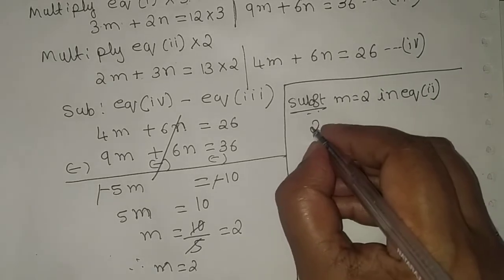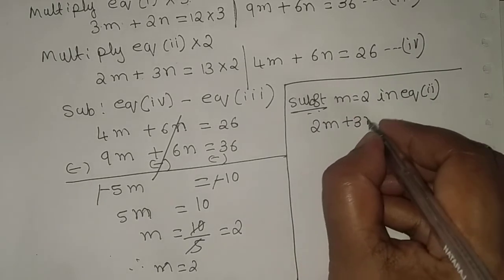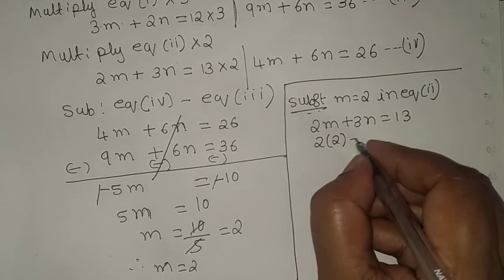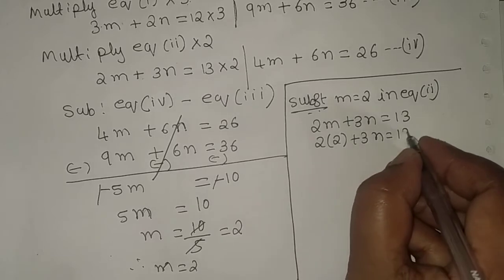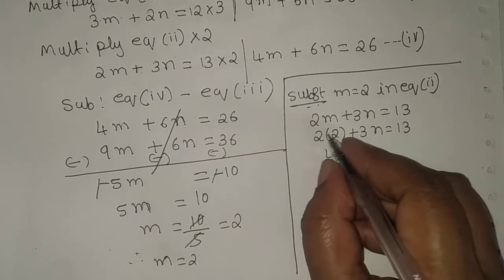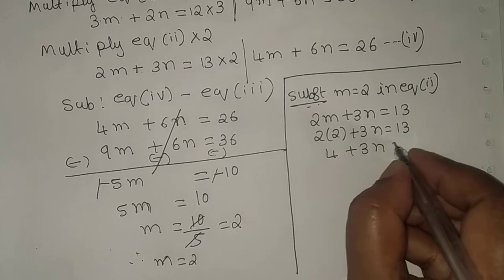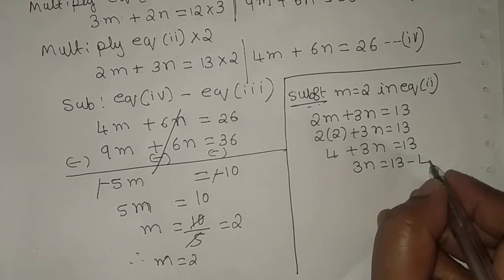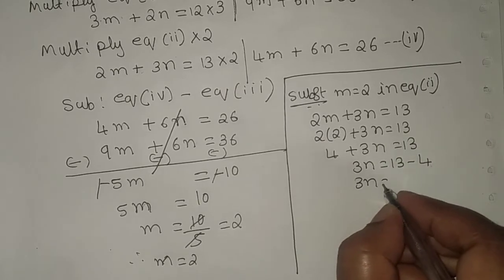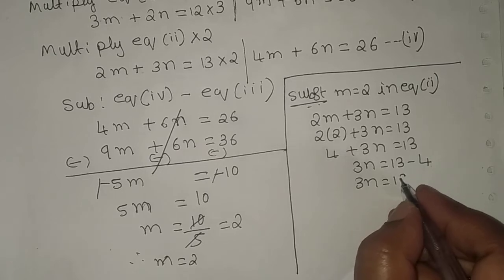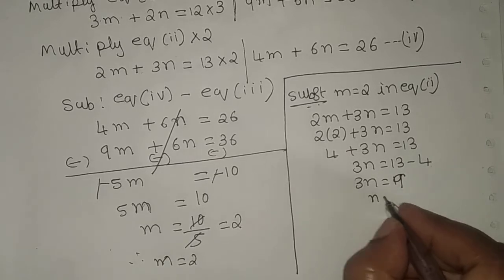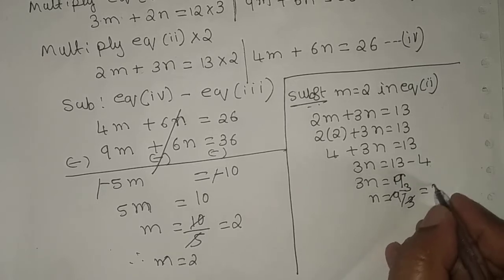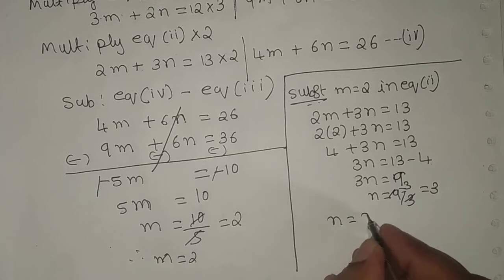So what is equation 2? That is 2m plus 3n is equal to 13. Substitute m = 2 here: 2 into 2 is 4, plus 3n is equal to 13. Therefore 3n is equal to 13 minus 4, which becomes 9. So n is equal to 9 by 3, 3 1s are 3, 3 3s are 9. Finally we get n is equal to 3.